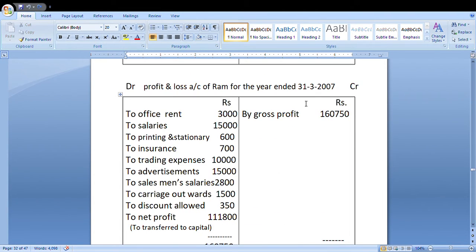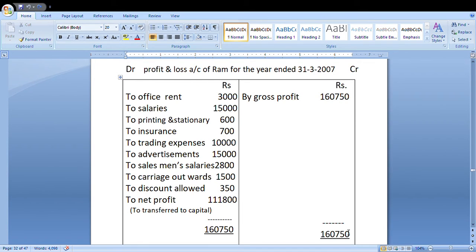First, total the credit side. First, you calculate the amount, and this amount is entered in this column, debit side. From this total, less all these expenses one by one. This amount less all expenditures, the remaining balance is the net profit. This is the net profit, the remaining balance.